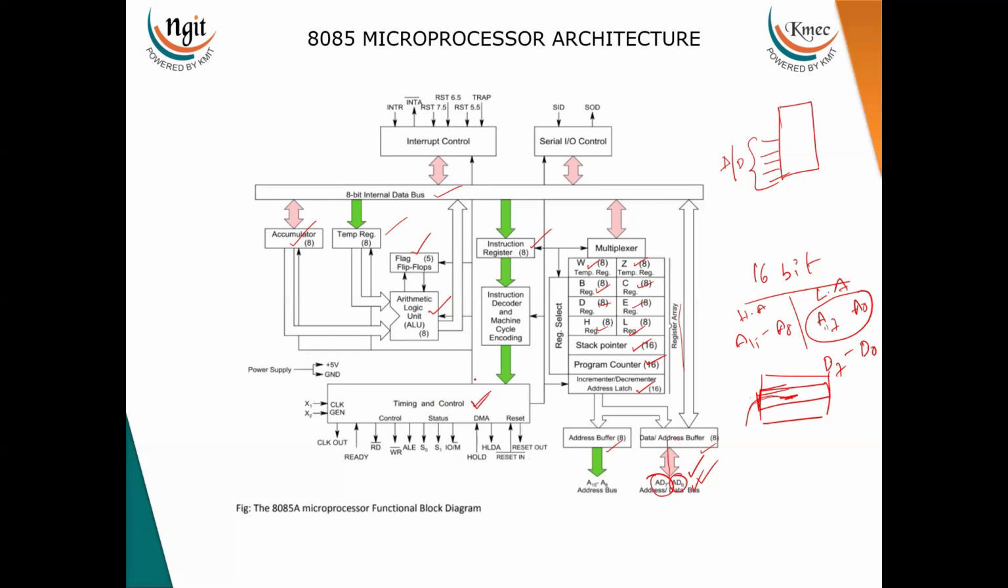Here so many pins are connected. First we will discuss the power supply pins. Two pins are used for the power supply. One is connected to plus 5 volts and the other is connected to ground. And two more pins, X1 and X2, are connected. A crystal is connected externally to these pins so that it will generate the clock.